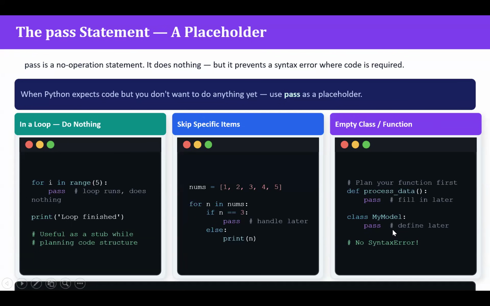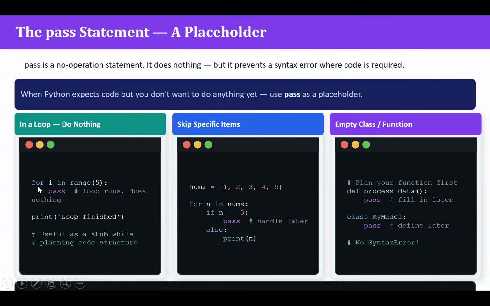So this is the benefit. Suppose in this class process data, I don't know what I'm going to write inside, but I have to define it for now. If I don't write anything, it will show an error that this function is empty. So instead, just use pass and it will let you define it with no syntax error. Same in this case, pass handles it later; whatever you want to print, it will print. It will not skip anything.